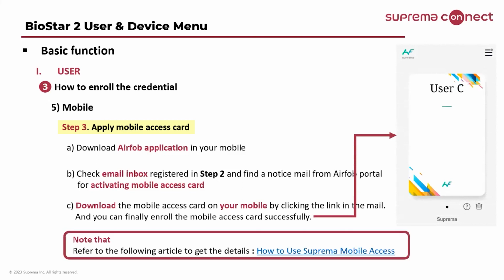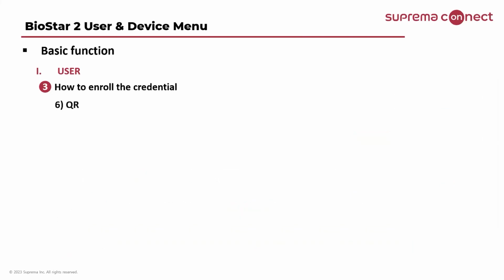And if you want to get more details, please refer to the following relevant article. The last credential is QR, and I will introduce the method in 2 steps separately. Step 1. Set SMTP setting.